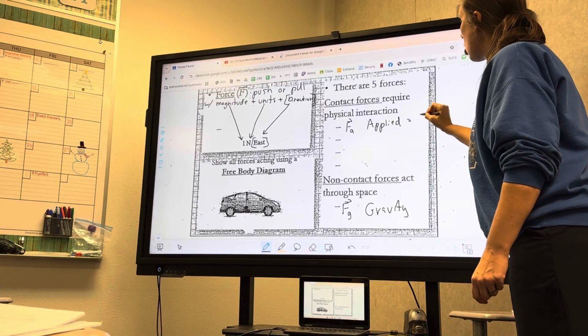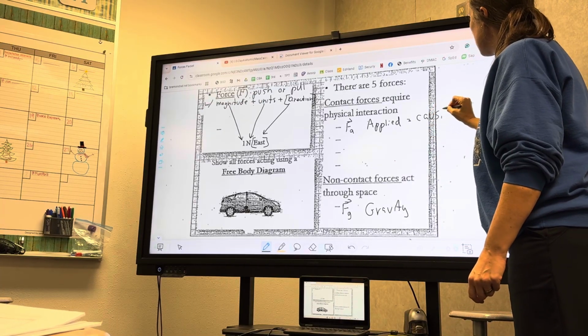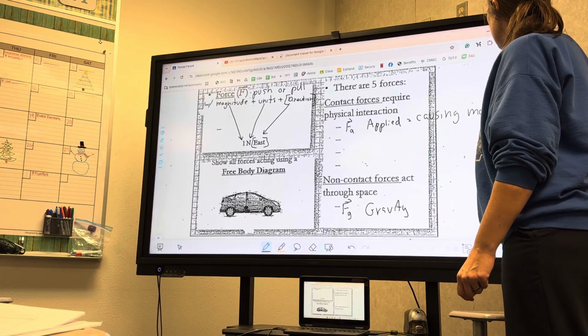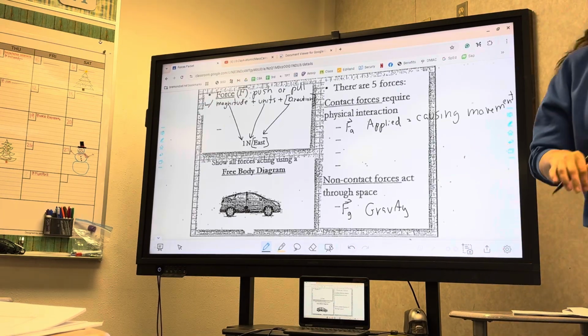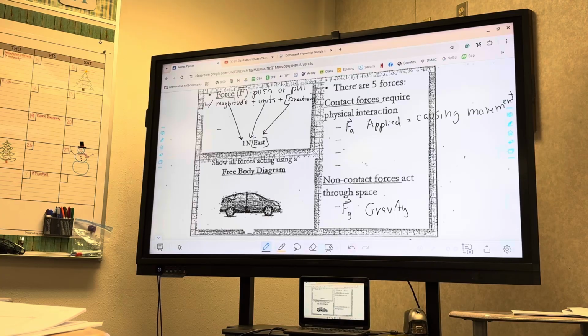And this is what's causing movement. So the applied force is the thing that's causing movement. If they did not tell you that there is something causing the movement, then do not put an applied force. So if something is falling, or just say dropped, it's not an applied force.